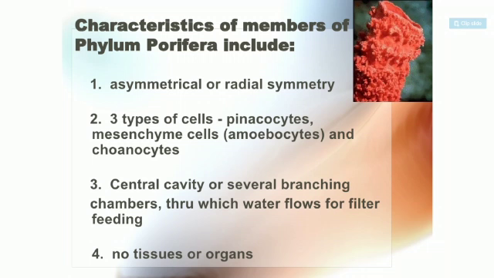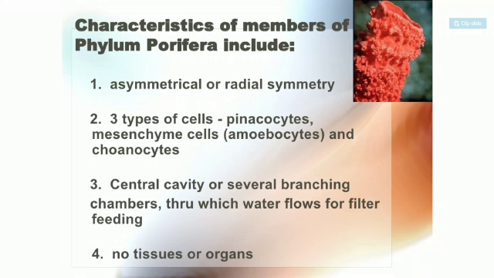So the first phylum, which is the phylum Porifera, is the only example of the parazoans because their body shows no tissues and organ system. Their body is asymmetrical or shows radial symmetry. They have three types of cells, which are known as the pinacocytes, mesenchyme cells or the amoebocytes, and the choanocytes. They have a central cavity or several branching chambers through which the water flows for filter feeding. So these are some general characteristics of the phylum Porifera.